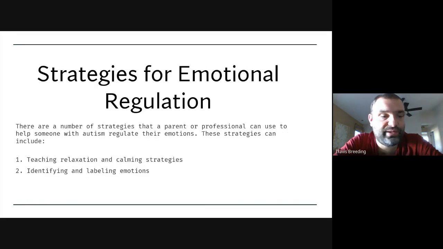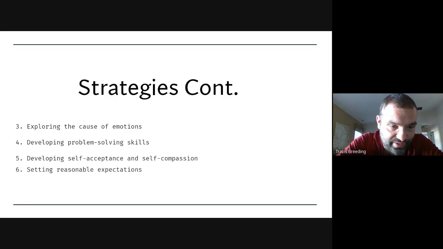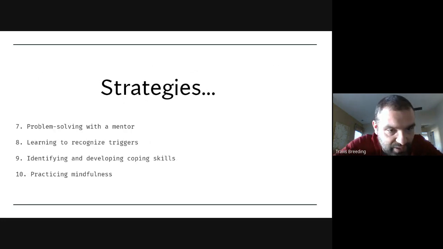Strategies for emotional regulation. There are a number of strategies that a parent or professional can use to help someone with autism regulate their emotions. These strategies can include teaching relaxation and calming strategies, identifying and labeling emotions, exploring the cause of emotions, developing problem solving skills, developing self acceptance and self compassion, setting reasonable expectations, problem solving with a mentor, learning to recognize triggers, identifying and developing coping skills, practicing mindfulness.